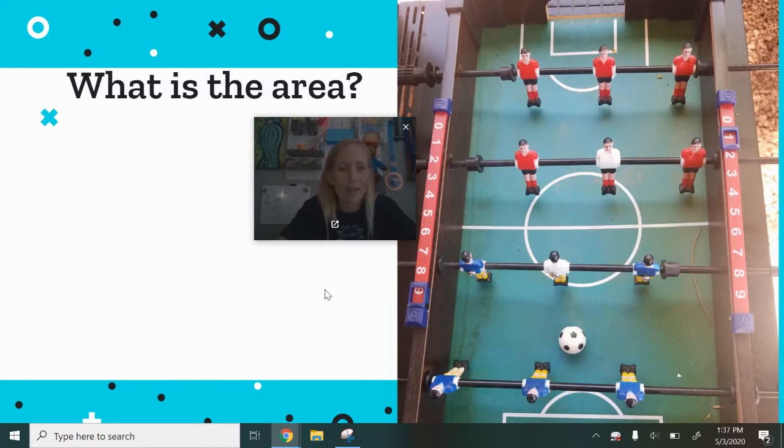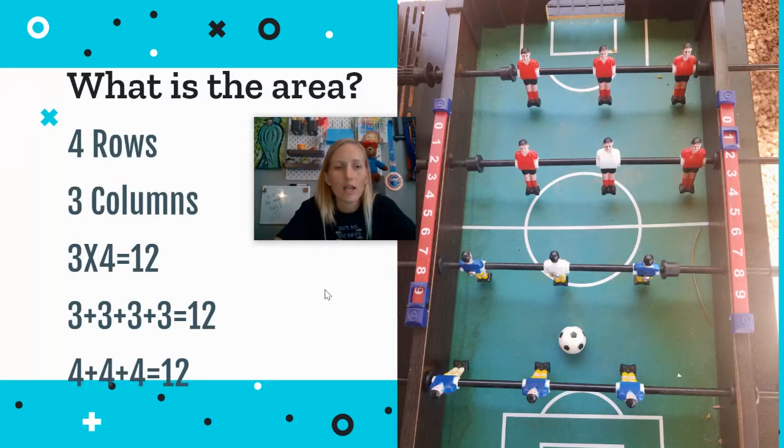Okay, guys, so we have 4 rows and 3 columns.